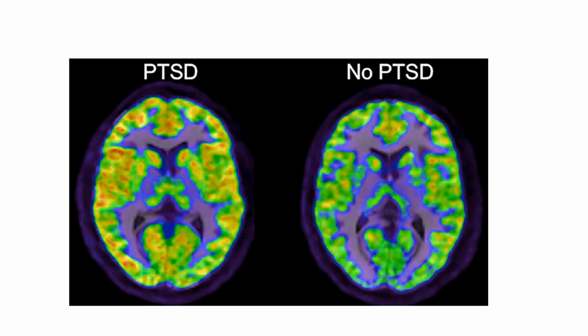This is another example of PTSD versus no PTSD. And you can see that there are areas of the brain where the normal metabolism is slightly different.